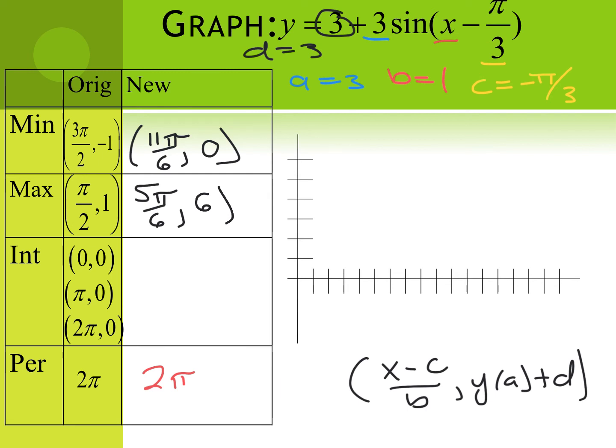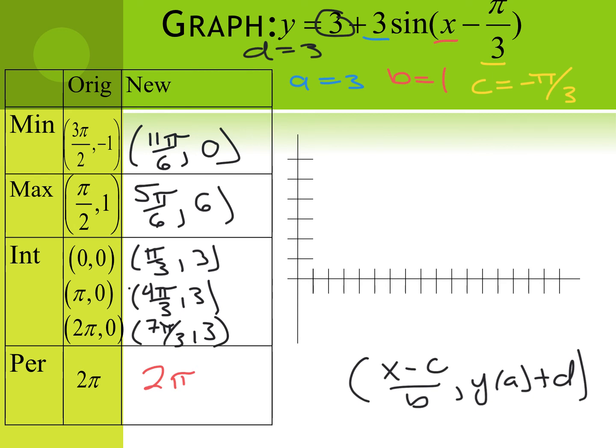So for my first intercept, it ends up just being pi over 3, comma 3. For my second intercept, it's going to end up being 4 pi over 3, comma 3. And for my last intercept, it's going to end up being 7 pi over 3, comma 3. One thing to note here, for your intercepts, the y values are always going to be the same. So once you've calculated one, the other two have to be the same.